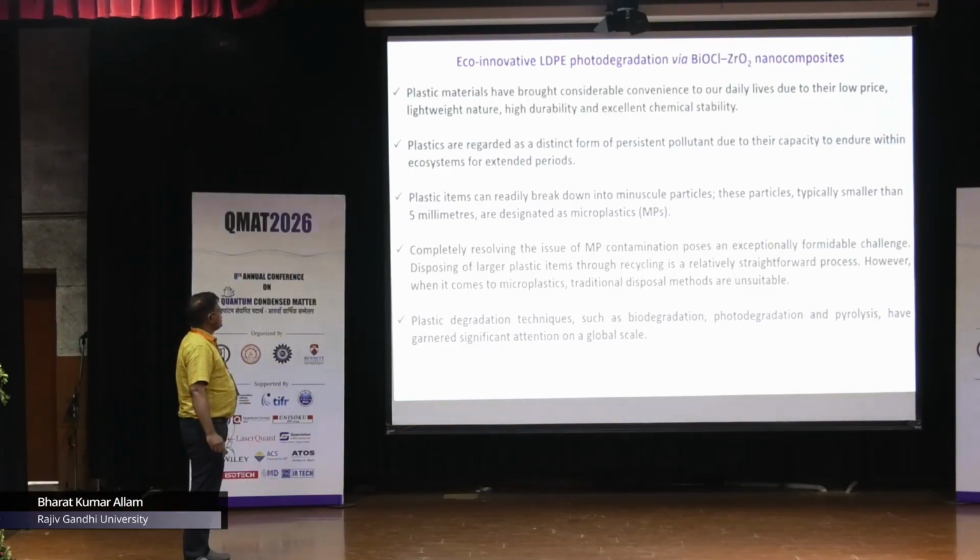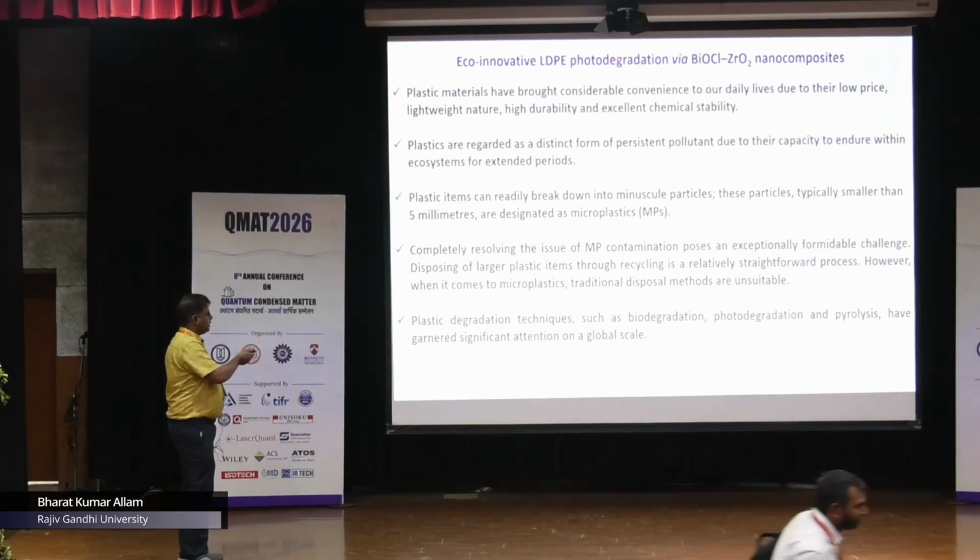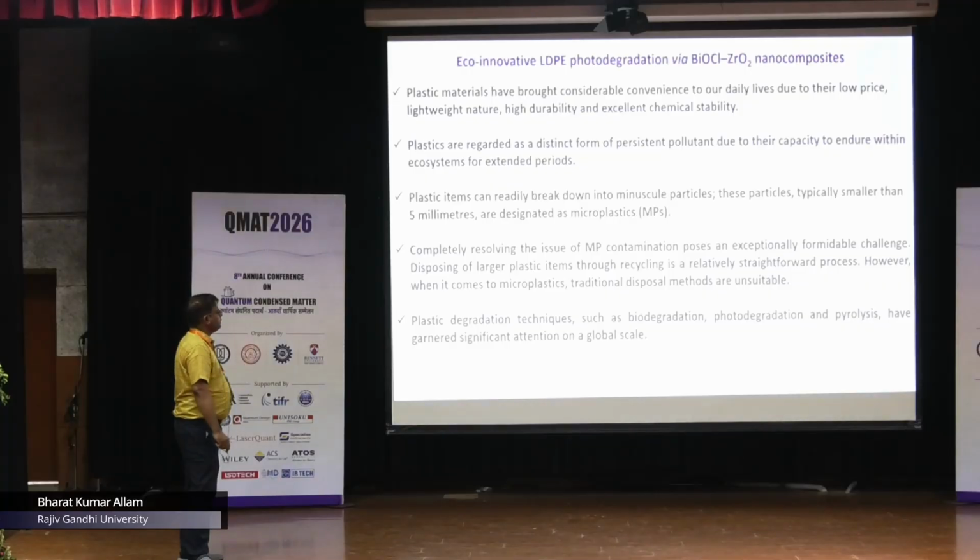So, plastic items, after their use, if you throw them into the environment, they degrade into minute particles which we know as microplastics, which are less than 5 millimeters in size. The degradation of microplastics is a very big problem nowadays, because big plastic items you can recycle, but microplastics you cannot recycle, and the only way is to degrade them. So, nowadays people are using techniques like biodegradation, photodegradation, and pyrolysis for the degradation of microplastics.